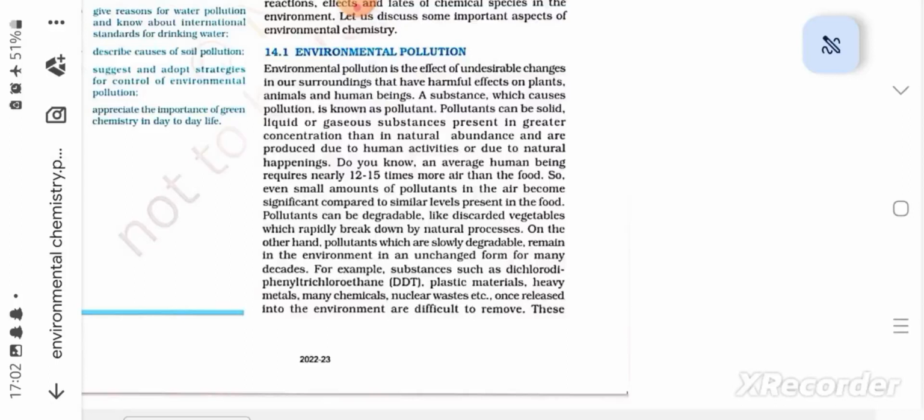Pollutants can be degradable, like discarded vegetables which rapidly break down by natural processes. On the other hand, pollutants which are slowly degradable remain in the environment in an unchanged form for many decades. For example, substances such as dichlorodiphenyltrichloroethane (DDT), plastic materials, heavy metals, many chemicals, nuclear waste, etc., once released into the environment are difficult to remove.